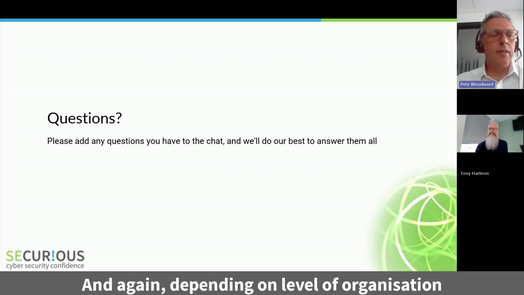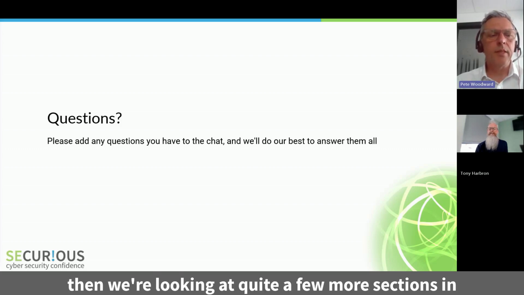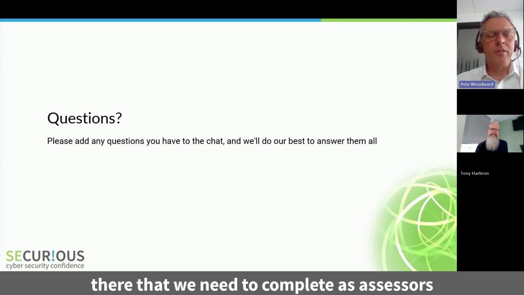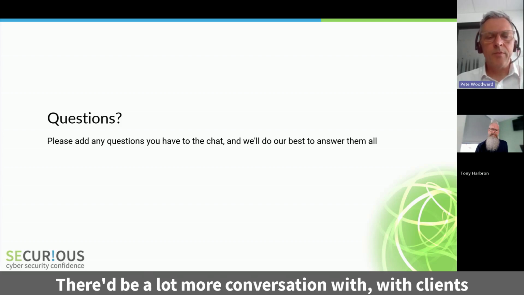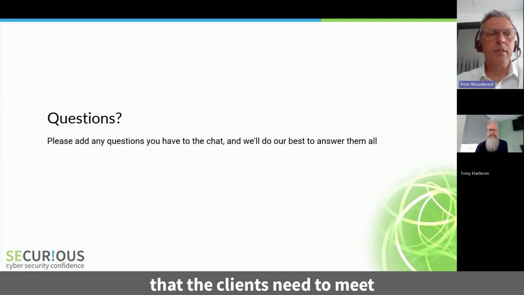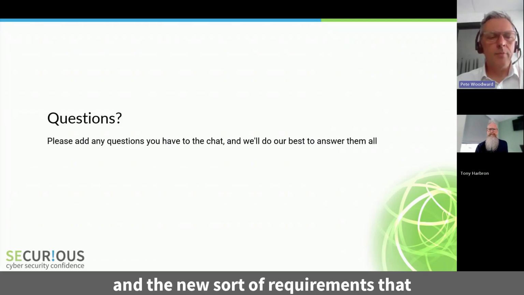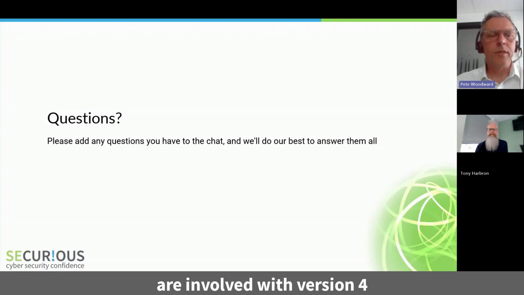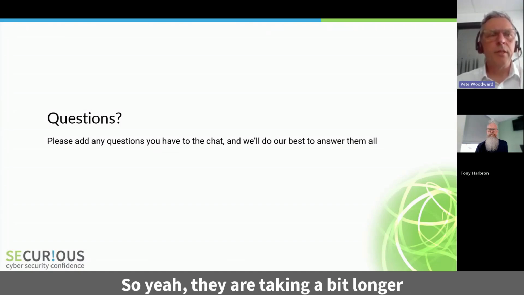Depending on the level of organization, if it's a level 1 report on compliance, then we're looking at quite a few more sections that we need to complete as assessors. So it is a joined up thing though. There'll be a lot more conversation with clients. There'll be a lot more responsibilities that the clients need to meet. But in general, as with anything new, and the new requirements that are involved with version 4, they do take more time, maybe a bit more time to implement and document. So yeah, they are taking a bit longer.